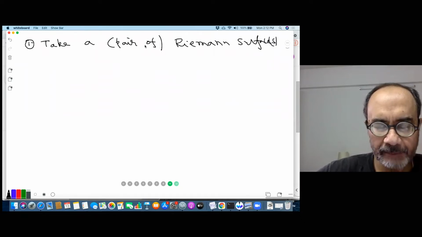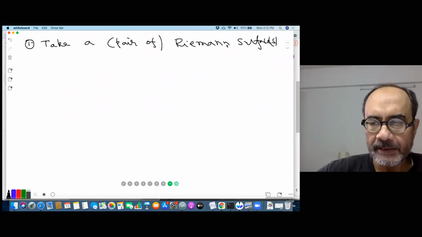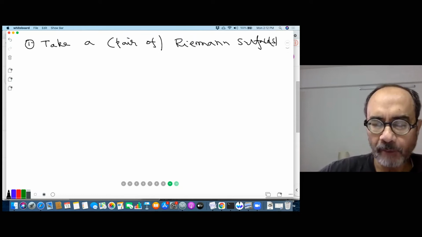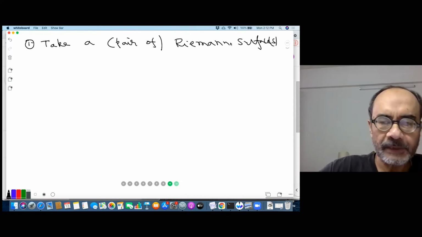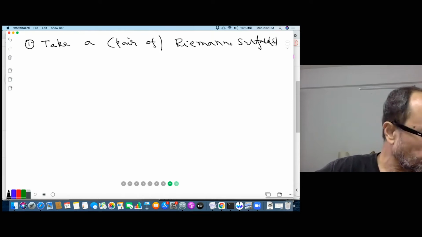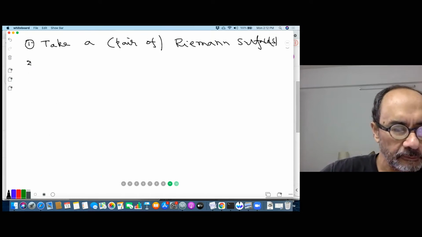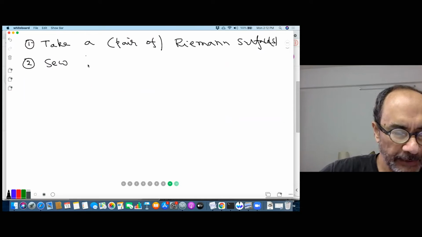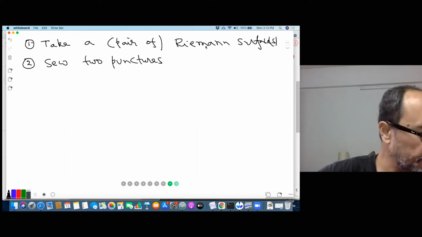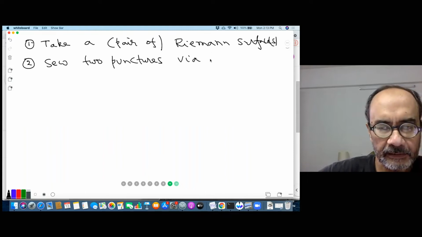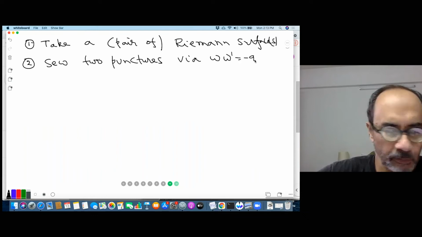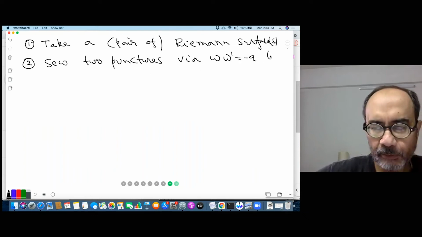Okay, so here I have put this in brackets because we can either take a pair of Riemann surfaces and sew the punctures, one from each, or we can take a single Riemann surface and sew 2 punctures on the same Riemann surface to each other. Either way, what I'm going to describe is valid for both. So we now sew 2 punctures via w prime equal to minus q over w to generate a new Riemann surface.